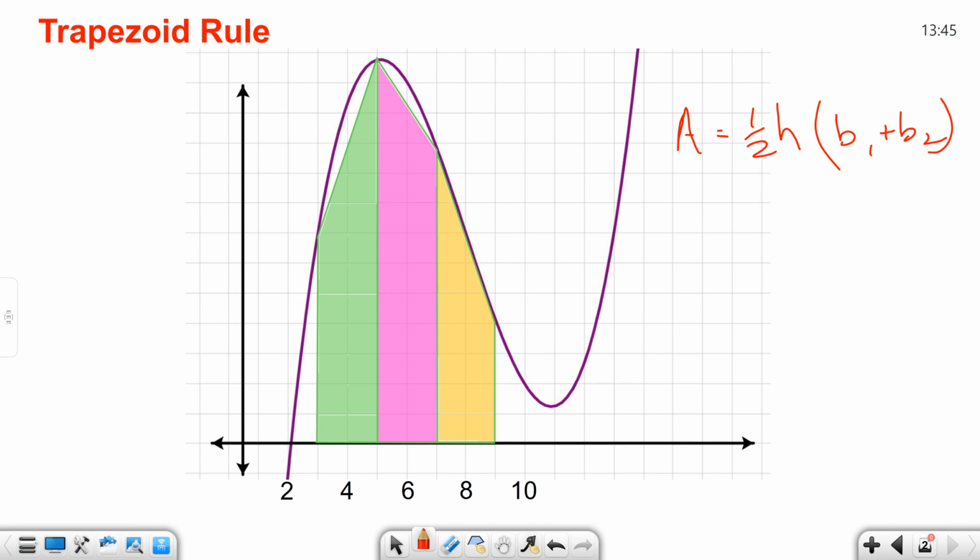In my picture over here, what's H? 2. Or also, in general terms, delta X. What's B1 in this case? Let's talk about the green trapezoid. What would B1 be? Don't give me a numerical value, give me an expression for it. How would I find it?